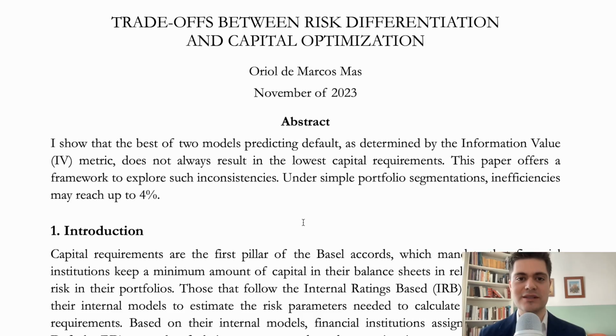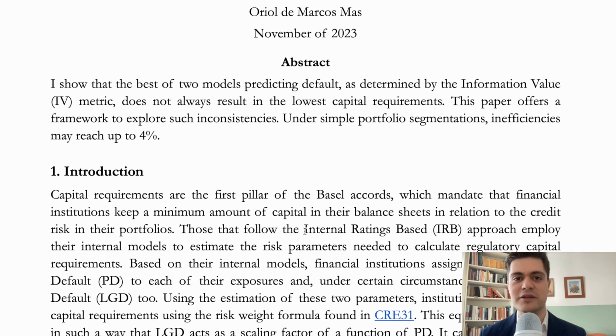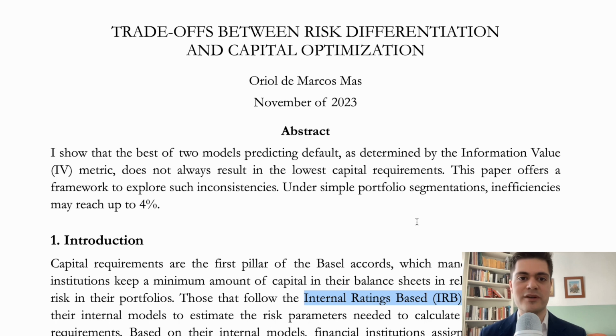Hello and welcome. Today we'll be talking about the trade-offs between risk differentiation and capital optimization in credit risk modeling. We'll be focusing on models that predict the probability of default under the IRB approach. In this paper, I argue against the common wisdom that says that a more predictive model is always better.